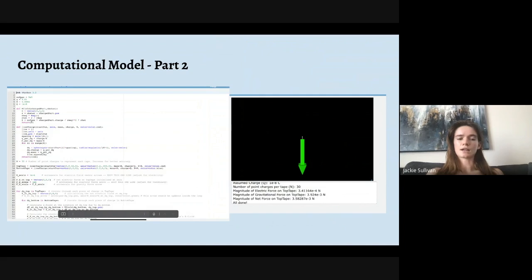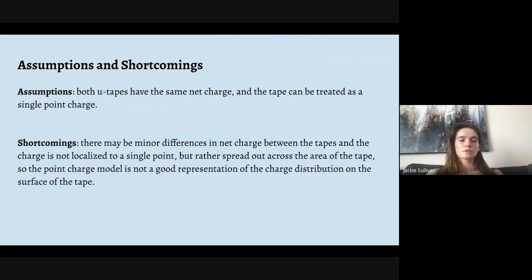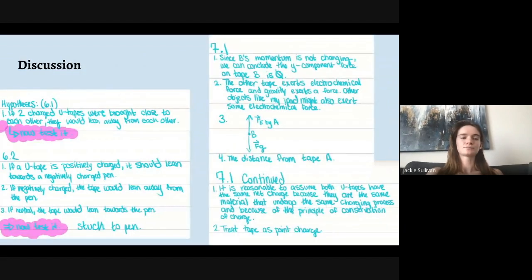Again, I'm going to attach my GlowScript code, and you can see most of it here and see what I did. Some assumptions are that both tapes have the same net charge, and that the tapes can be treated as a single point charge for the calculations. Some shortcomings are that there may be minor differences in the net charge between the tapes, and also charge is, of course, not localized to a single point on the tape, but is rather spread out across the area. So the point charge model doesn't really represent what we're actually seeing in real life.